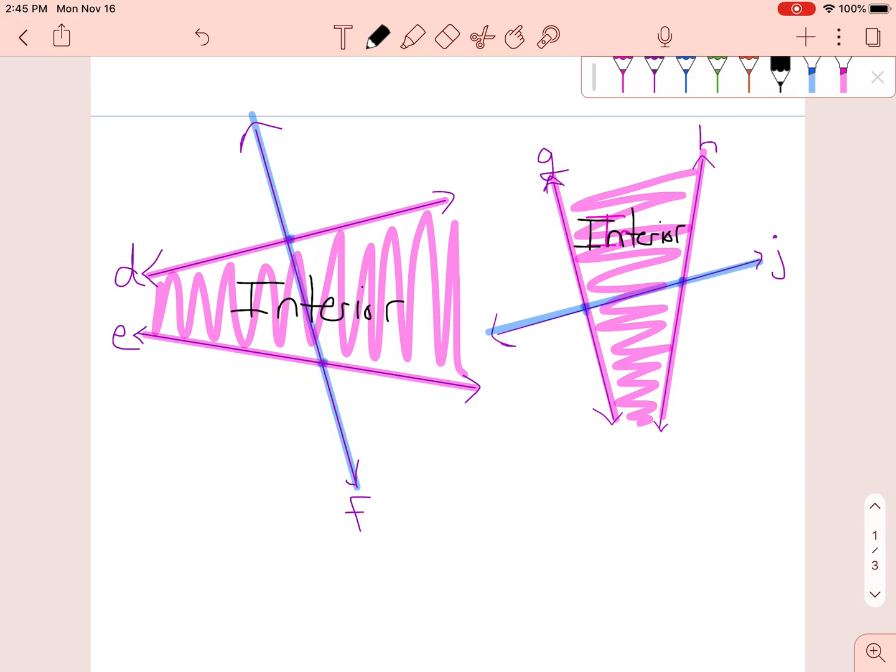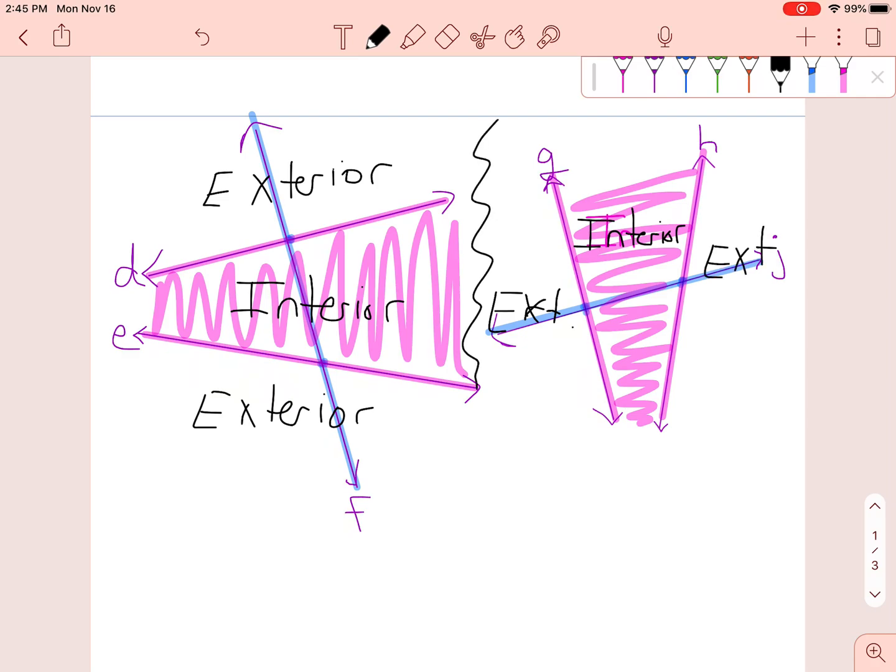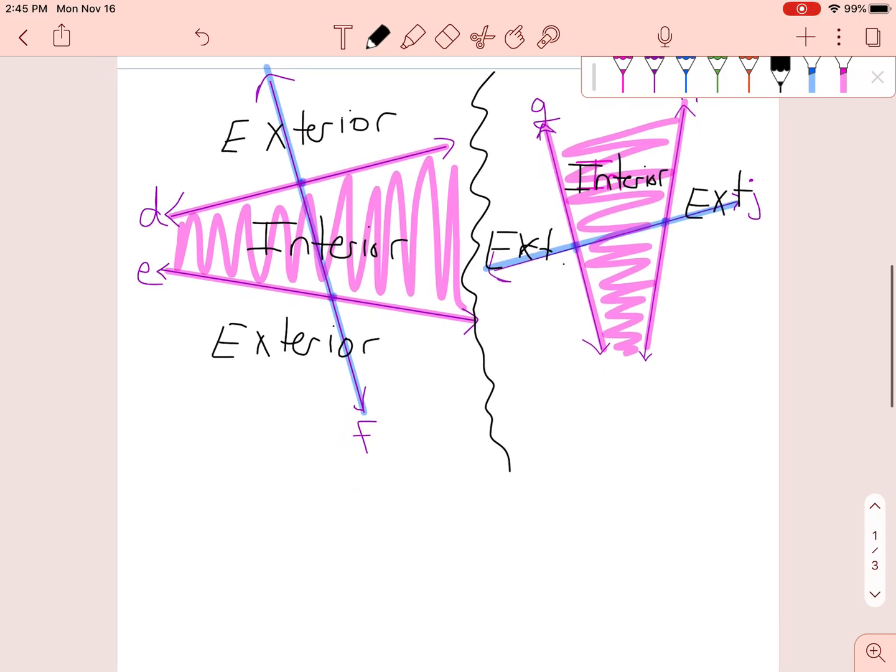It's the inside of those sandwich bread lines, which means that they refer to this as the exterior. Okay, out here, exterior, and out here is your exterior. So we have our interior and our exterior, so keep that in mind as we are looking at these types of angles. And the blue line is called your transversal. Okay, we all have that down.